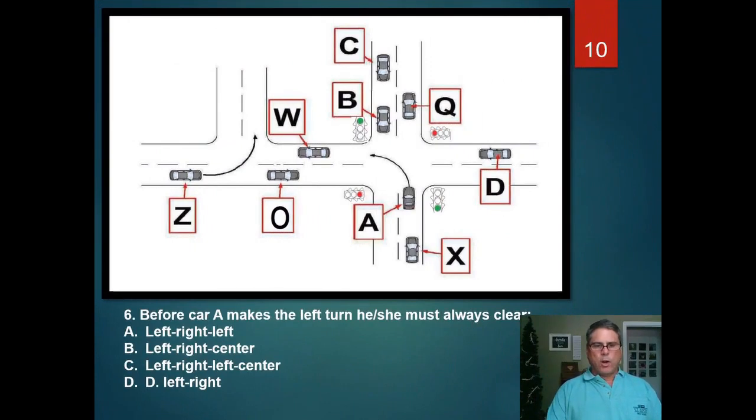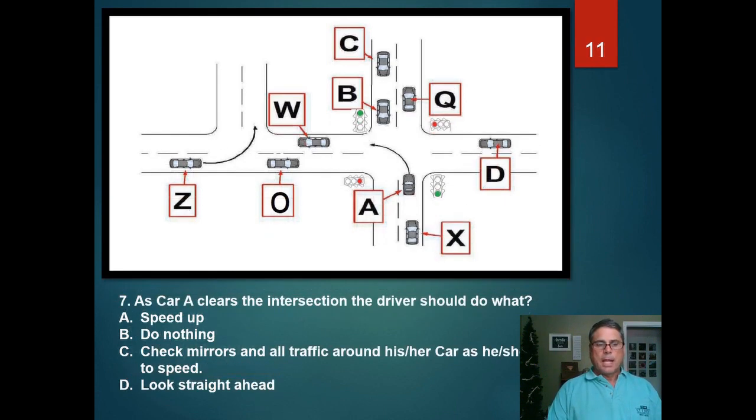Number 6, before car A makes a left turn, he or she should clear what? Left, right, left, center. Okay? As car A clears the intersection, the driver should do what? Obviously, we're not going to pick anything that says speed up. All right? Obviously, the answer is C.